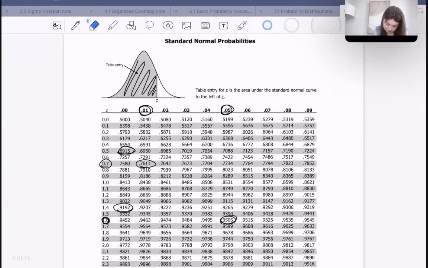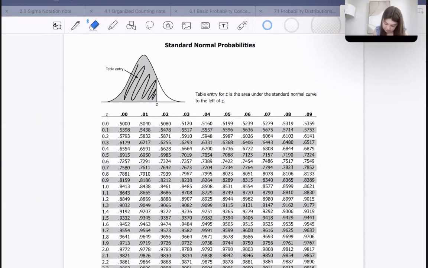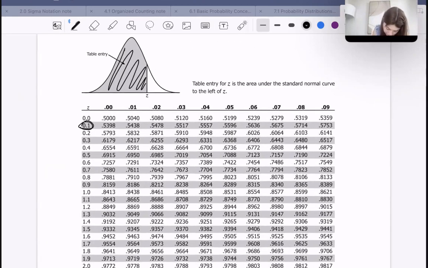Actually, I'm going to get rid of all these other numbers from previous times. We want to know about 0.19. So here's 0.1, right? And here's 0.09. So it's going to be this one right here. That's the right answer right there. 0.5753.